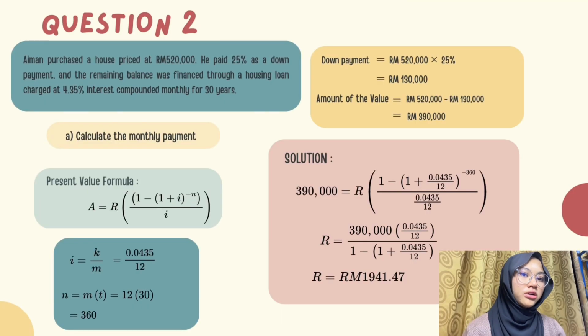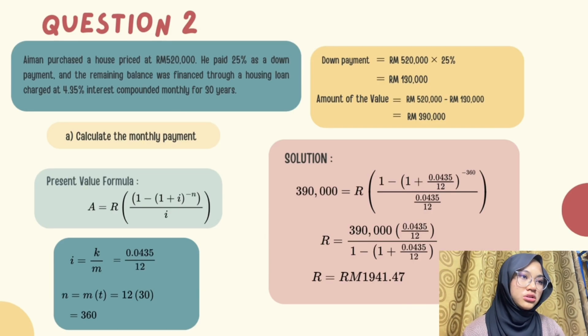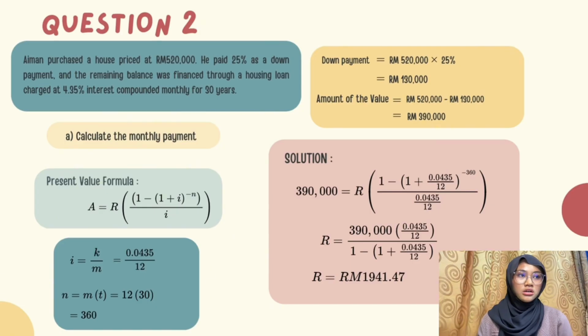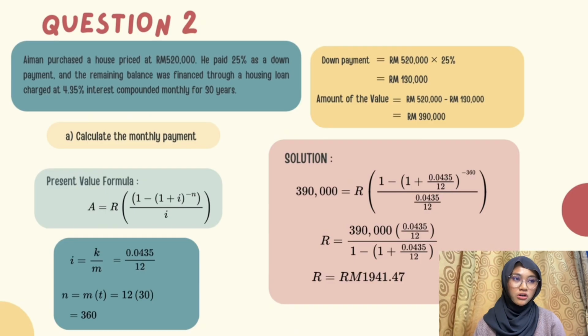So here is Marissa. I will continue question to part B. Aiman purchased a house priced at 520,000 ringgit. He paid 25% as a down payment, and the remaining balance was financed through a housing loan, charged at 4.25% interest compounded monthly for 30 years. Calculate the monthly payment. So in this case, we use the present value formula. We need to find R. So before that, we need to identify I and N, which is I equal to K over M, and then N is M times T. So we got 0.0435 over 12, and then N is 360.